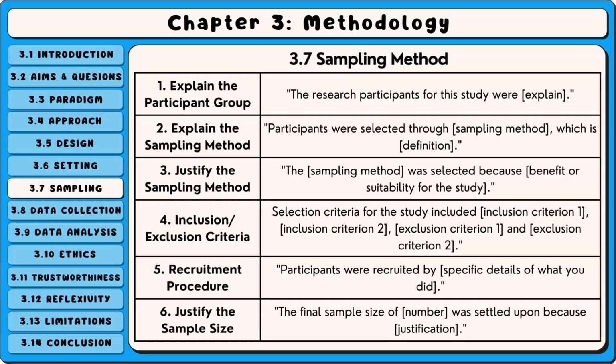That brings us to the end of section 3.7, the sampling methods. In this section, you should explain the participant group, explain the sampling method, justify the sampling method, outline your inclusion-exclusion criteria, outline your recruitment procedure, and justify your sample size either by using saturation methods or information power.